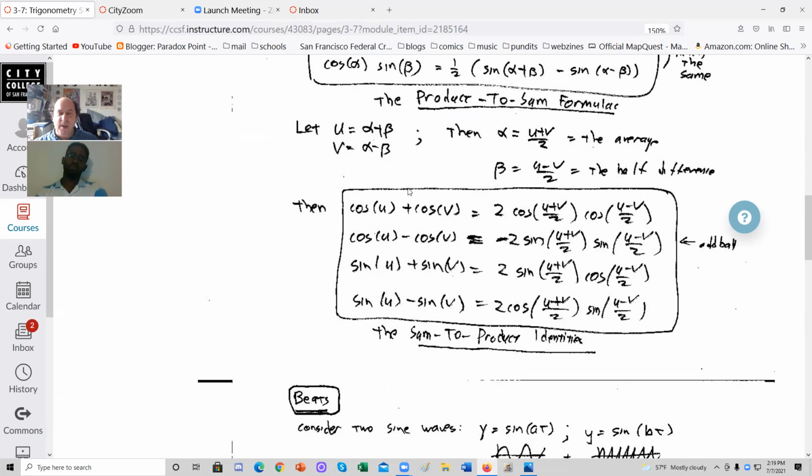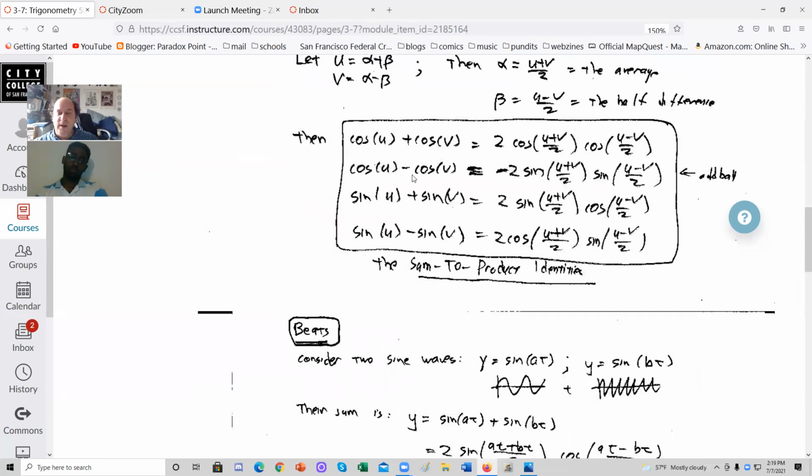Here we have a sum of cosines and sines, and here is a product of cosines and sines, plus or minus 2. Now this last one brings you to the beat phenomenon.